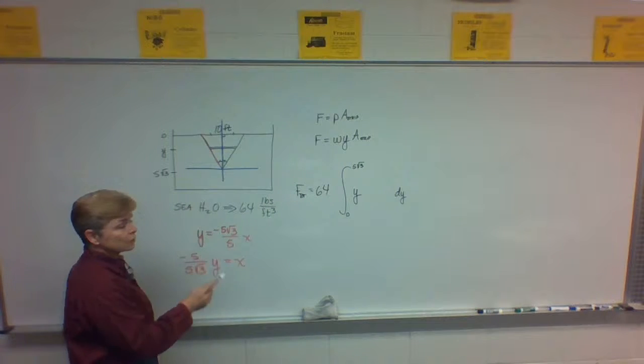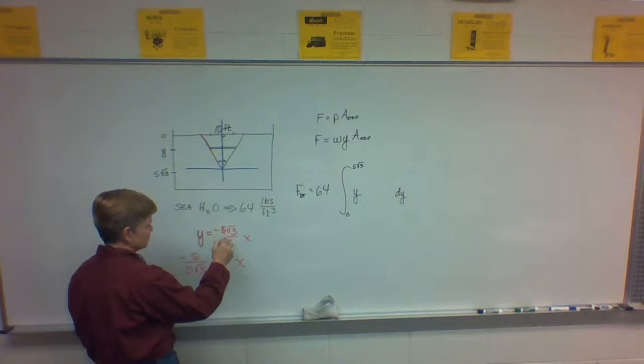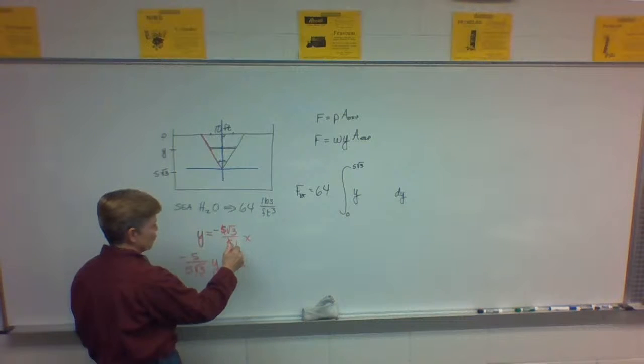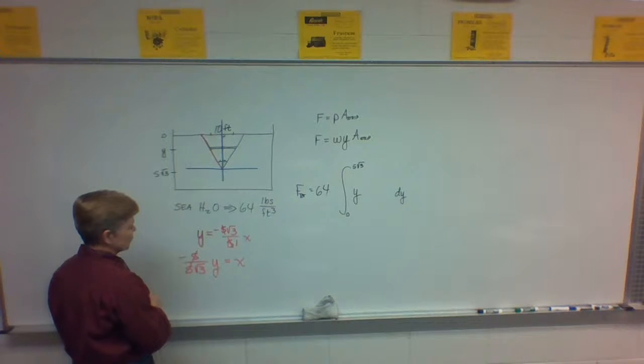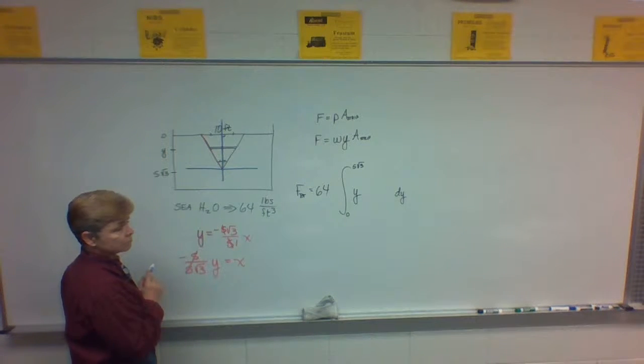Before I put it in there, I'd like to do a little cleaning up if that's okay. I could have done it right here. Take that 5 out and I have root 3 over 1. Here I've got 1 over root 3, which needs rationalizing, but your calculator doesn't care. So I don't care if you put this in the integral as negative 1 over root 3y. It's fine.